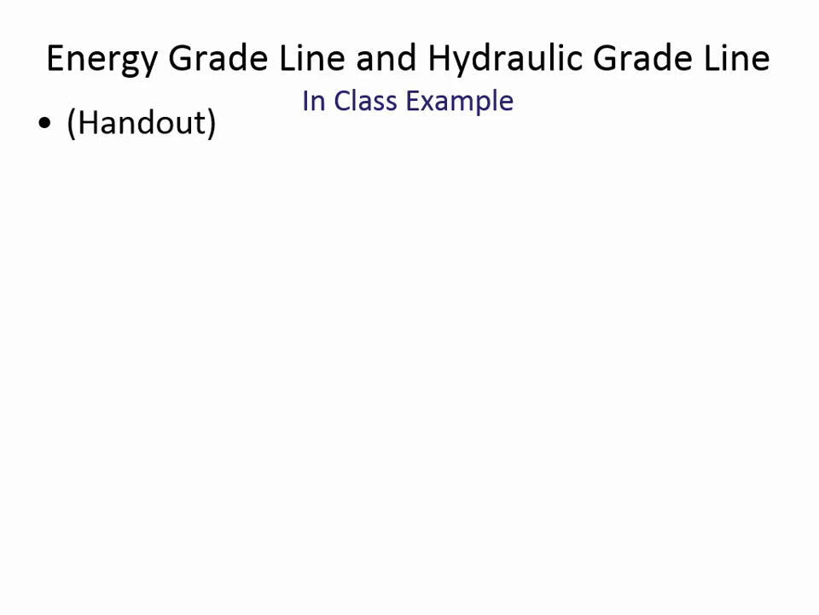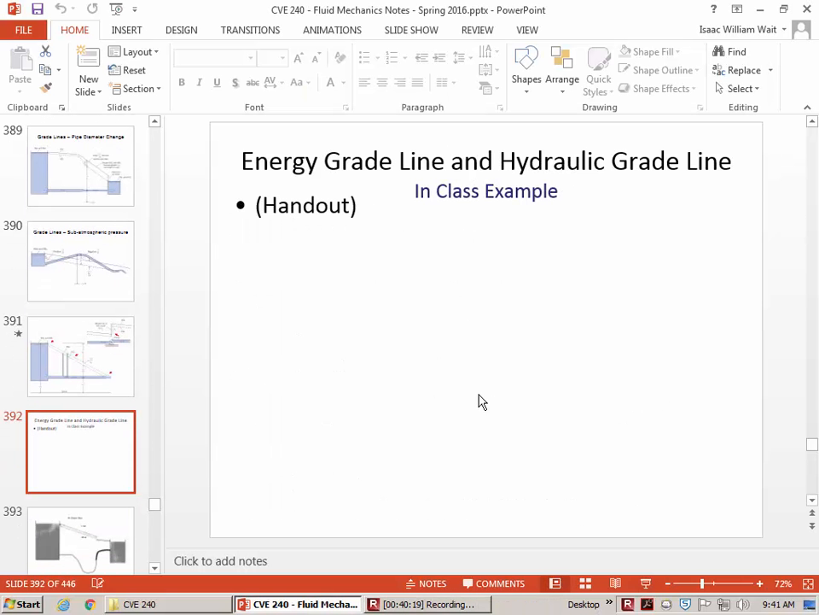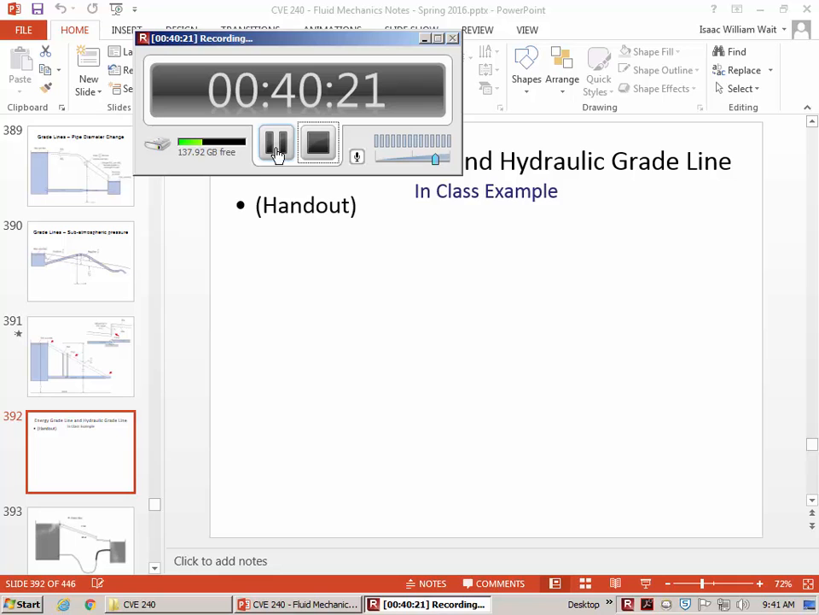You can't always just draw it right the first time, because remember, what you want is the EGL and the HGL starting at the water surface and ending at the water surface. And how steep the slope of the lines is represents how much energy loss you're experiencing. So it's fine to talk and try to figure this out together.